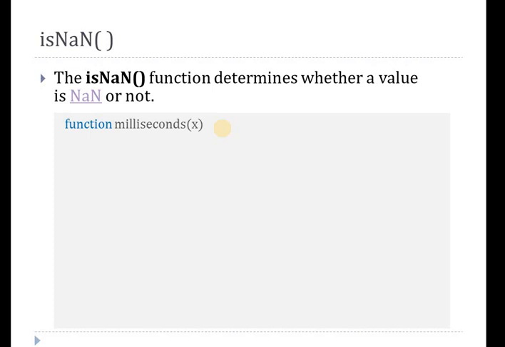Over here we are defining one function, that is millisecond. In the if statement we are calling the isNaN, is not a number function, and passing x as the argument in this isNaN function. Now if this returns true, then it is not a number, otherwise it returns x multiplied by 1000. Now isNaN returns true whenever this x is not a number.